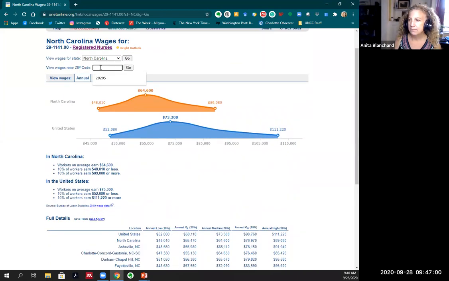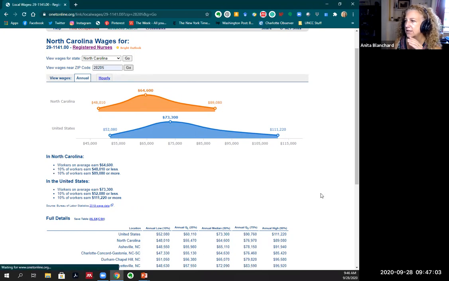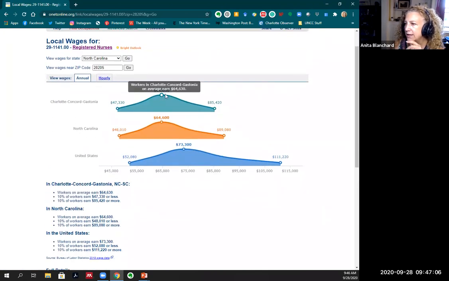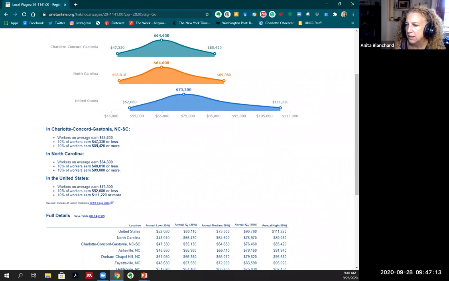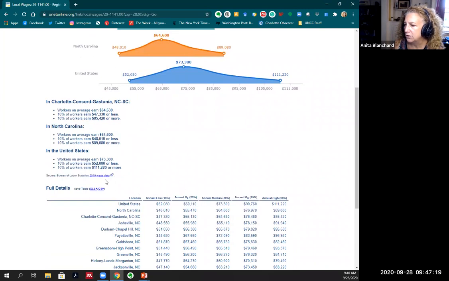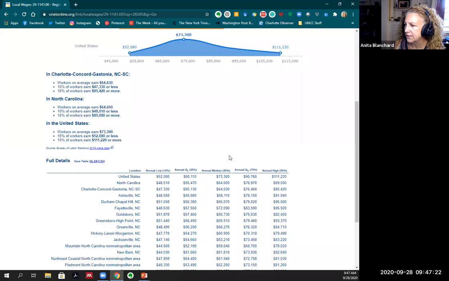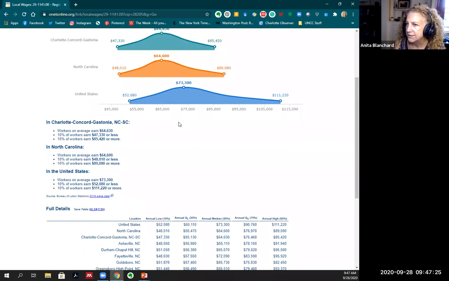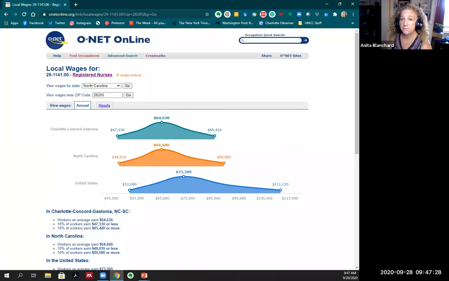But let's go to my zip code, Plaza Midwood. That's in Charlotte, at least. And it's a little bit higher, not that much, compared to elsewhere in Charlotte and North Carolina, and it gives you a breakdown of the bottom 10% and the top 10% and the quartiles, lowest quartiles, highest quartiles in the middle. So if you're thinking of looking for a job, that's a really great way for you to look for a job and make arguments about being paid, as well as, let me get back to sharing.